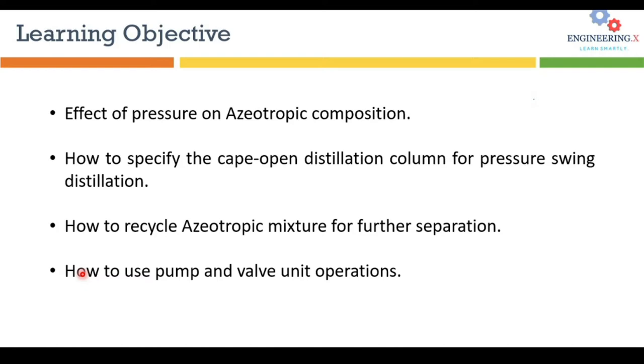So we will learn the effect of pressure on the azeotropic composition of the ethanol and toluene mixture, and you will learn how to specify the CAPE-OPEN distillation column for pressure swing distillation in DWSIM, and then how to use the recycle logical operation for the azeotropic mixture for further separation of ethanol and toluene. And in the end you will also learn how to use the pump and valve unit operations in DWSIM. So these are the learning objectives of this tutorial.